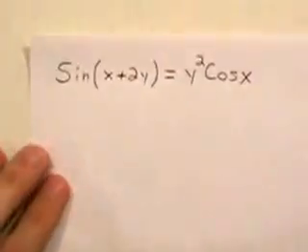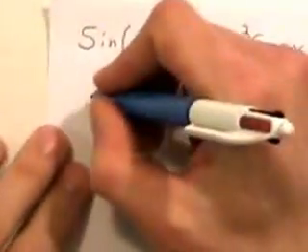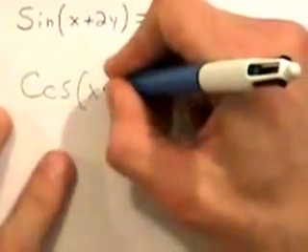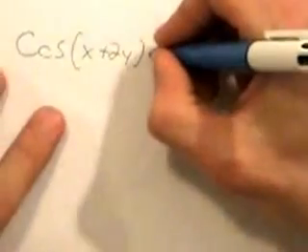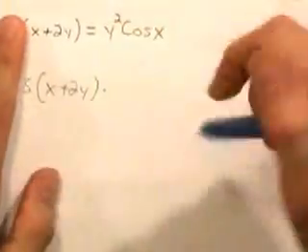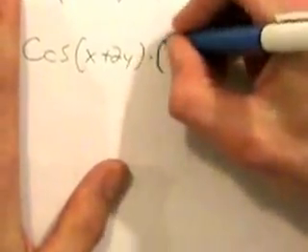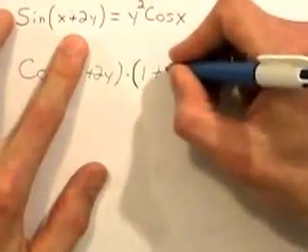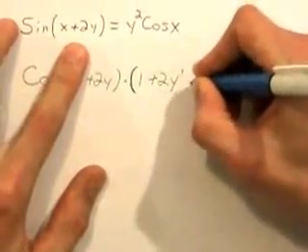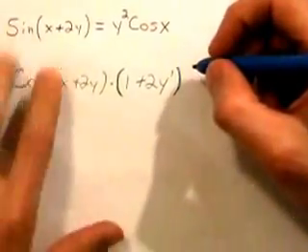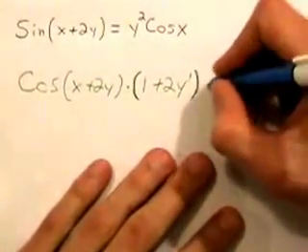The outer function is sine, so the first step to this side is going to be cosine of the whole thing, x plus 2y. By the chain rule, that has to be multiplied by the derivative of the inside as though the outside did not even exist. So a big parenthesis here. The derivative of the inside is 1 plus 2y prime. I don't have to do any chain rule here because it's just y prime sitting by itself. But that's how you get the right hand side.